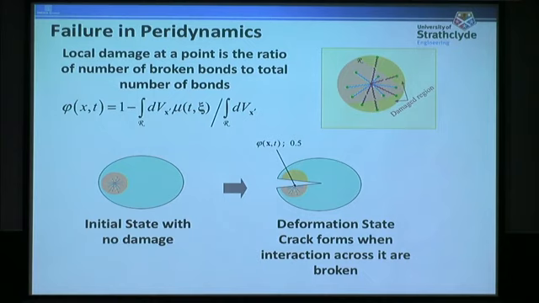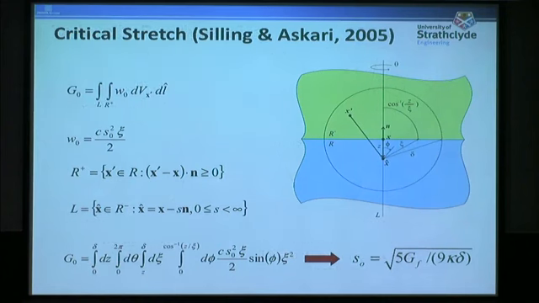And this parameter again varies from 0 to 1. The way that we define this damage parameter is basically the number of broken interactions to the number of original interactions that a material point is interacting with. Just an example, this is a point, and it is interacting with all points inside this horizon. So there is no damage. Let's assume that after some time there's a crack, so half of the interactions are broken. Now the damage parameter is basically 0.5. So this is a parameter between 0 and 1.